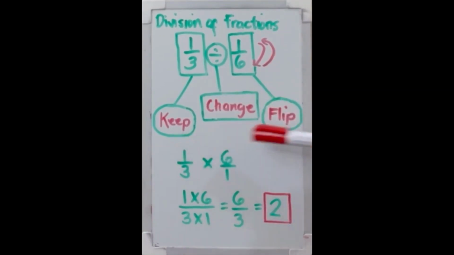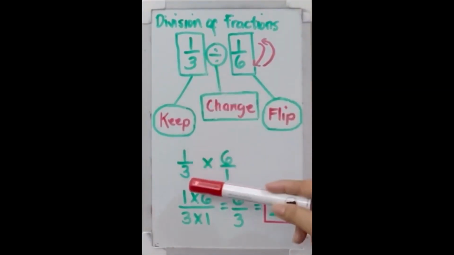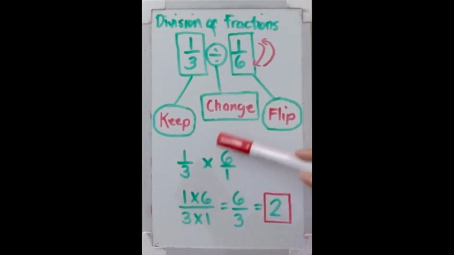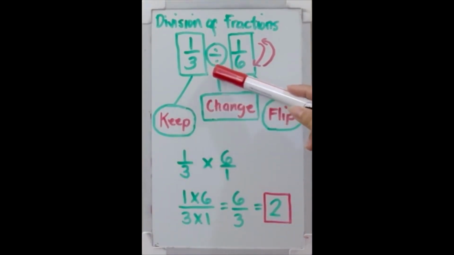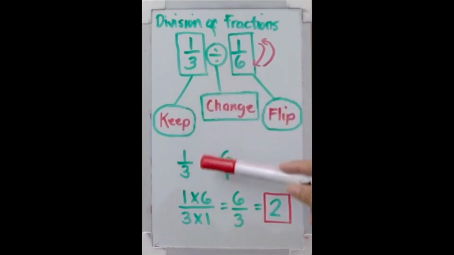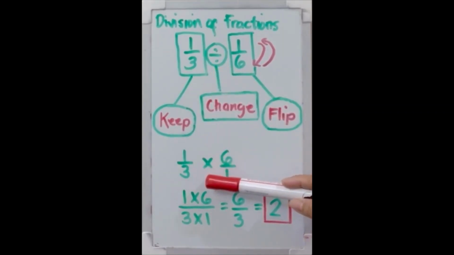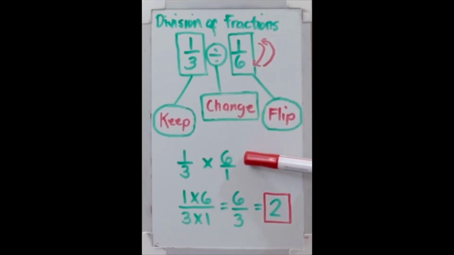Now, if we follow these steps, this will become 1/3. We will keep the first fraction. And then second is to change the division symbol to multiplication symbol. So this becomes times. And then the third one is to flip. We will be interchanging the positions of the numerator and the denominator. So from 1/6, this will become 6/1.